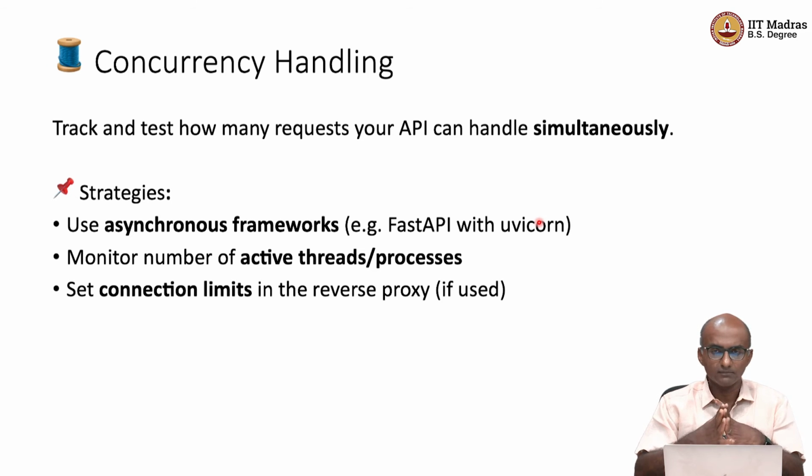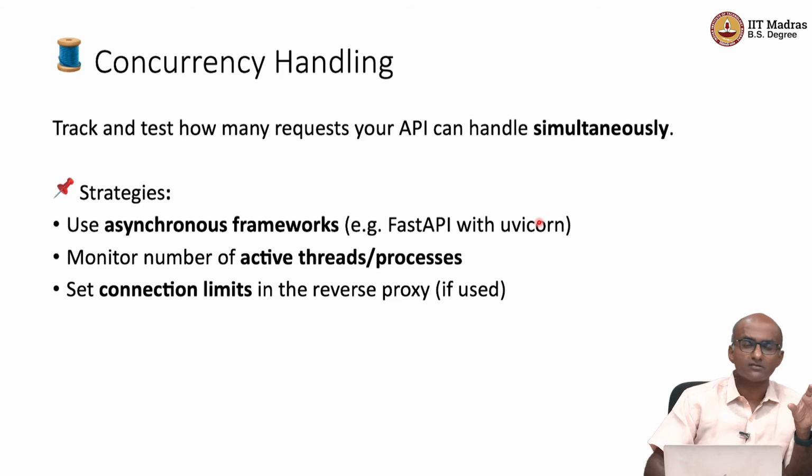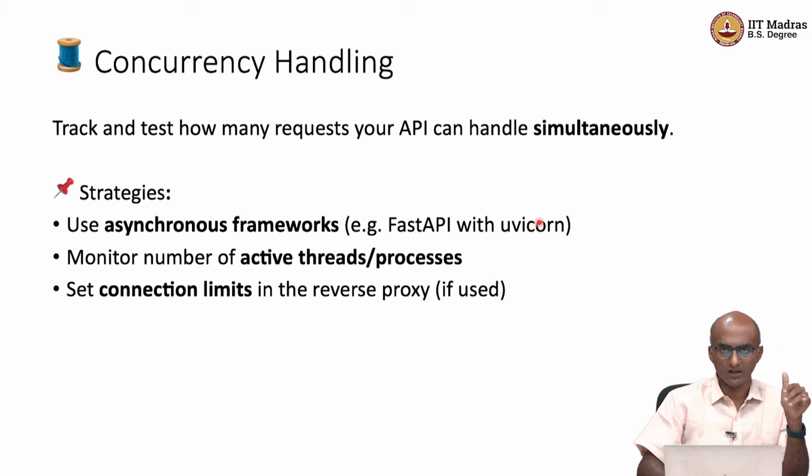Let's talk about concurrency handling as the next step. So here we're interested in tracking and testing how many requests of the model invocation are coming in simultaneously and how many of them are getting handled concurrently, simultaneously. When I say getting handled, I mean successfully getting handled, not getting queued up, not getting bottlenecked because resources are not available, etc. So if you can successfully handle a reasonable amount of concurrency, you know that the machine learning system is healthy. So what are the strategies for ensuring that concurrency can be handled in a way that's graceful?